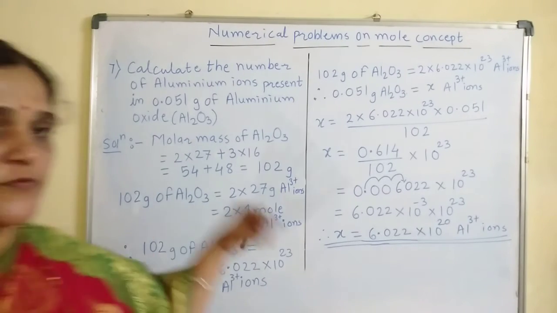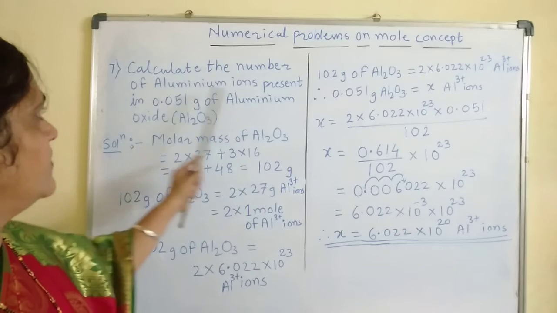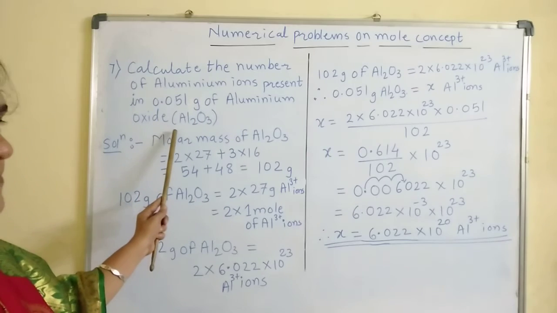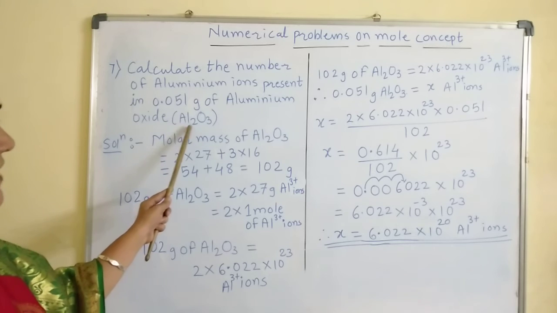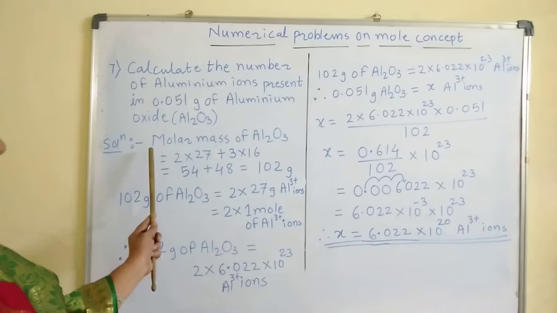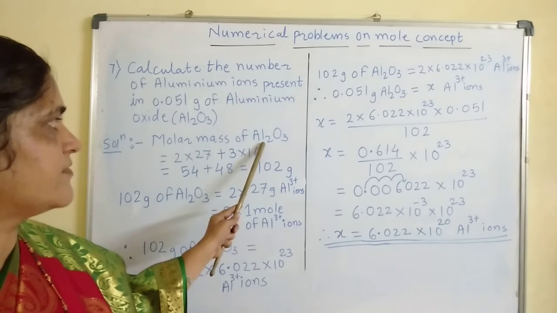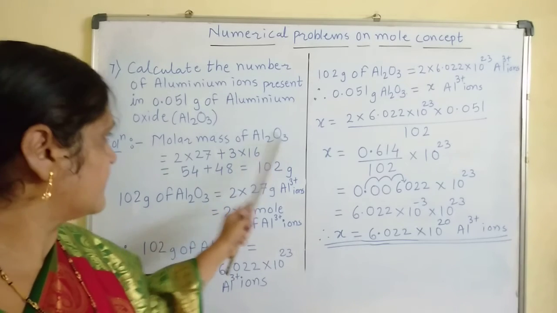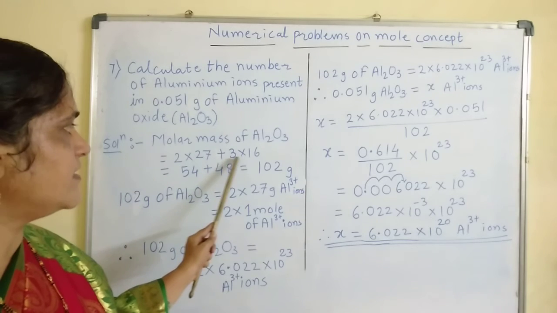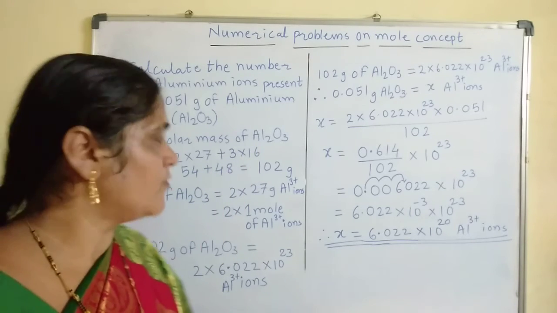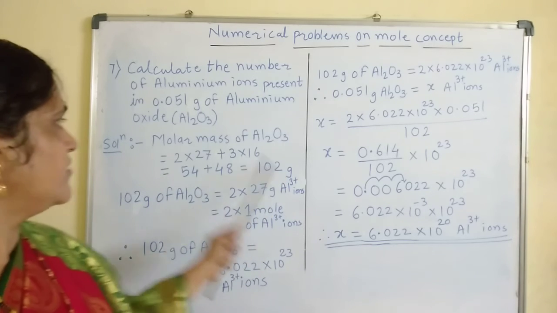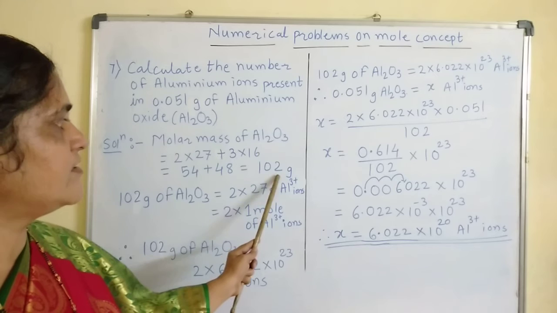Now see the next numerical problem, student: calculate the number of aluminum ions present in 0.051 gram of aluminum oxide. The aluminum oxide formula is given, Al2O3. Now we have to calculate the molar mass of aluminum oxide. Here there are 2 atoms of aluminum and 3 atoms of oxygen. So 2 multiplied by 27, where 27 is the atomic mass of aluminum, plus 3 multiplied by 16, where 16 is the atomic mass of oxygen. So 54 plus 48 is equal to 102 gram. So here the molar mass of Al2O3 is 102 gram.